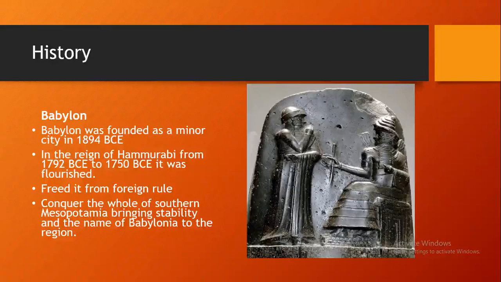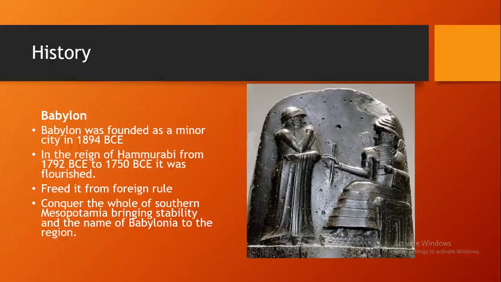Now, let's discuss the history of Babylon. Babylon was founded as a minor city in 1894 BCE. At first, Babylon was a minor city. It was not that famous, but in the rule of Hammurabi from 1792 BCE to 1750 BCE, it flourished. There were a few reasons. Hammurabi gave a kind of stability to the country and started putting in taxation. That's why the city started flourishing.